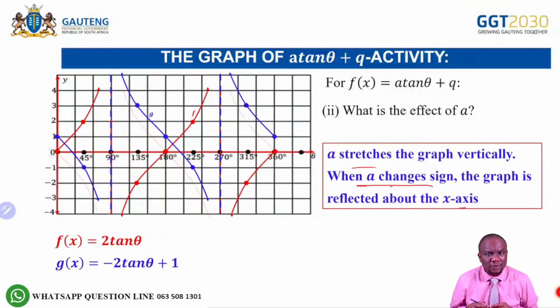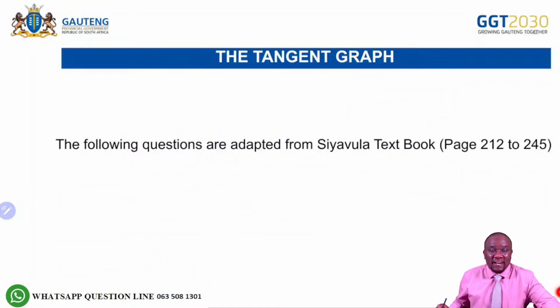What next? I extracted some questions from the Siyavula textbook, from roughly page 112 to 245. This is now the part of interpreting, just easy questions. I'll give you time to try the questions, and after that we discuss. Is that okay? Right, let's do that.